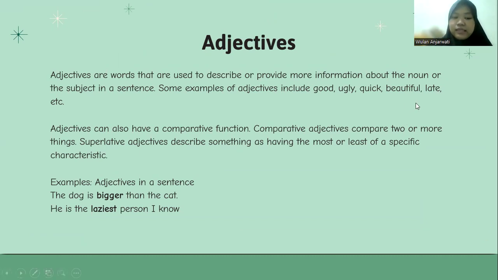For example, like this, the dog is bigger than the cat. So the word bigger is a comparative adjective because it compares the dog to the cat. And he is the laziest person I know. The word laziest is a superlative adjective because it describes something as having the most or least of a specific characteristic.